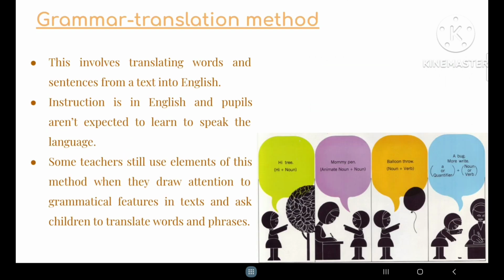Grammar translation method. This involves translating words and sentences from a text into English. Instruction is in English and the pupils aren't expected to learn to speak the language. Some teachers still use elements of this method when they draw attention to grammatical features in texts and ask children to translate words and phrases.